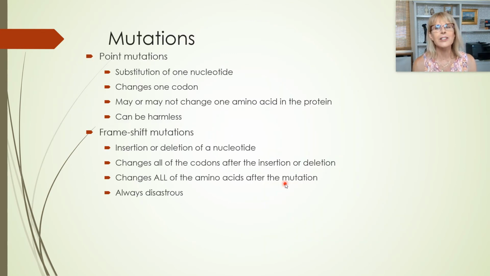Okay? Let's talk about mutations. You need to know that there are two different types of mutations that I want you to know about. There are mutations that are called point mutations and mutations that are frame shift mutations. The point mutation is the substitution of one nucleotide that'll change one codon. When it changes one codon, it might change one amino acid or it might not, right?